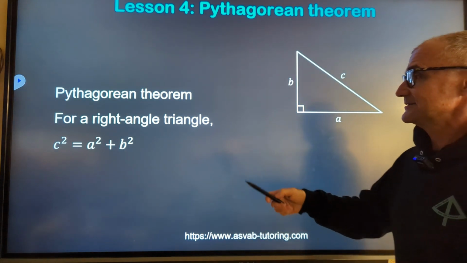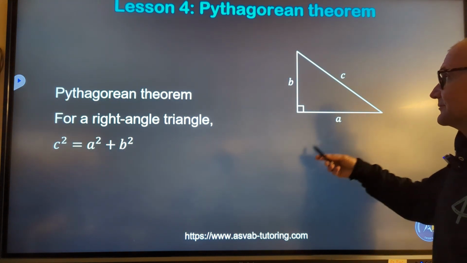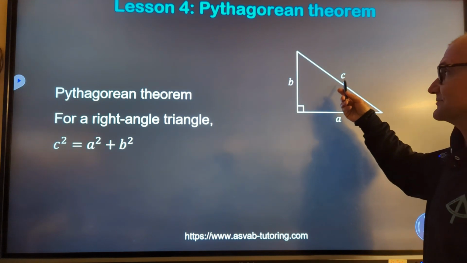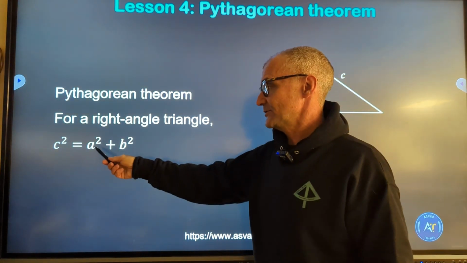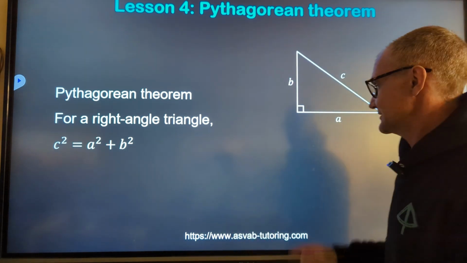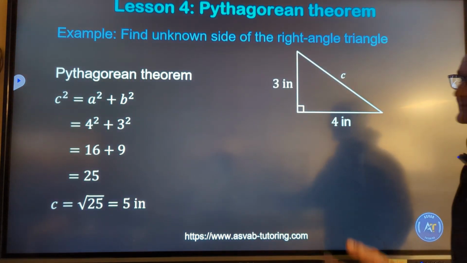So what the Pythagorean theorem says is one leg squared plus the other leg squared equals the hypotenuse squared. So one leg squared plus the other leg squared is equal to hypotenuse squared. This one right here is called a Pythagorean triple because it works out to be integers.